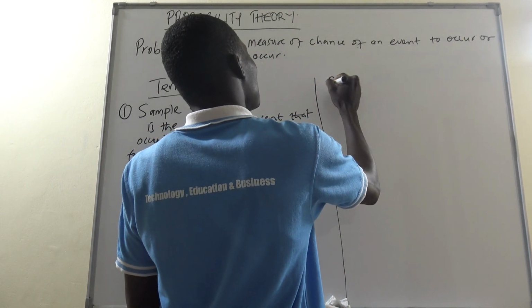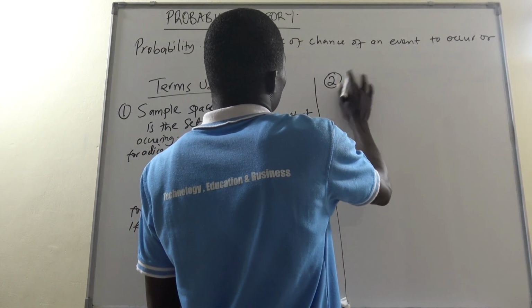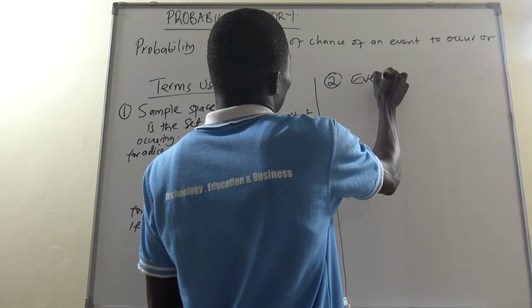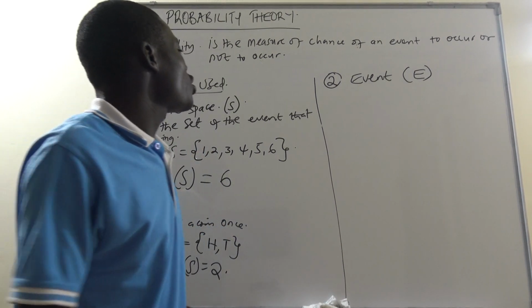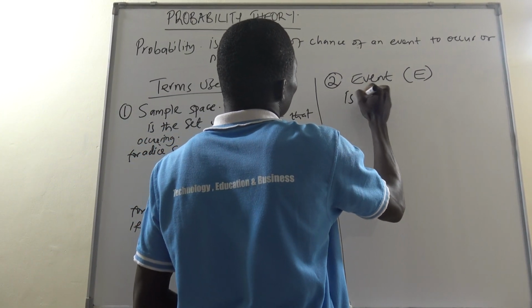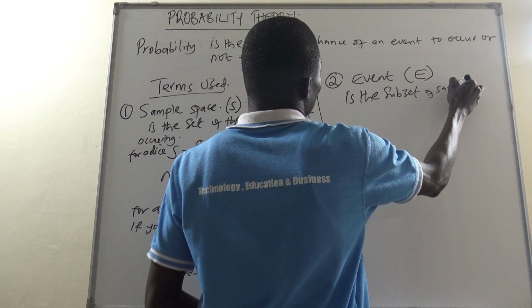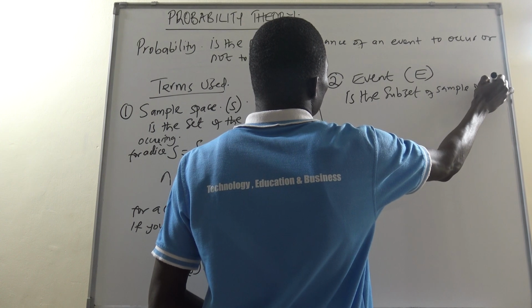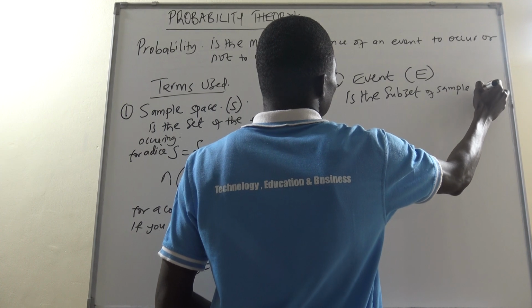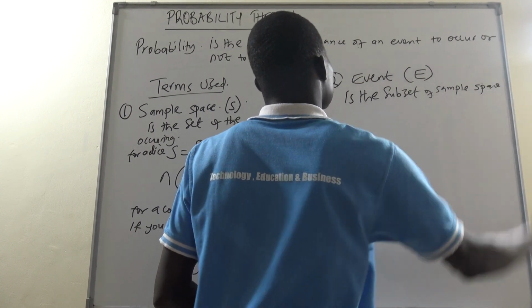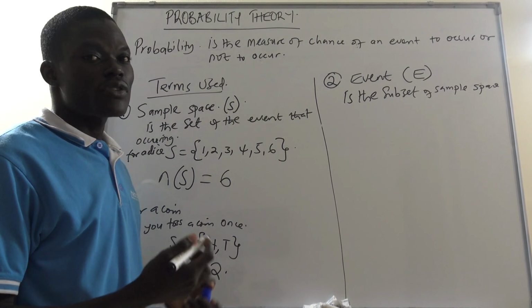And then the second term we shall use is an event. Event is denoted as A. By definition, event is the subset of sample space. Event is just a subset of sample space.